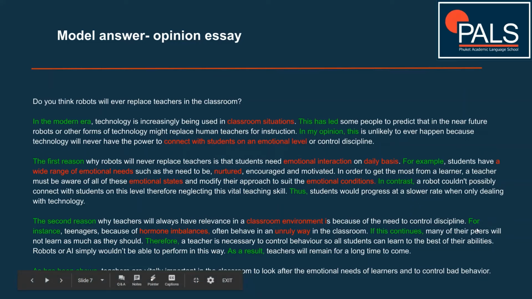For instance, okay, notice the linking language again. Here we used for example, here we used for instance. This just gives us, we don't repeat for example again and we get better vocab points. Think about that. For instance, teenagers, because of hormone imbalances, often behave in an unruly way in the classroom. If this continues, many of their peers will not learn as much as they should. Therefore, a teacher is necessary to control behavior so all students can learn to the best of their abilities.